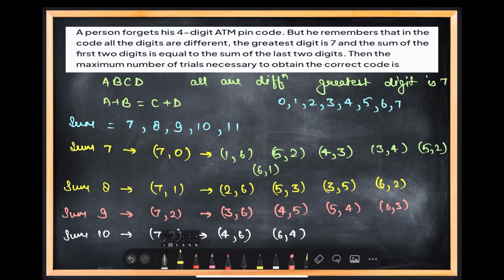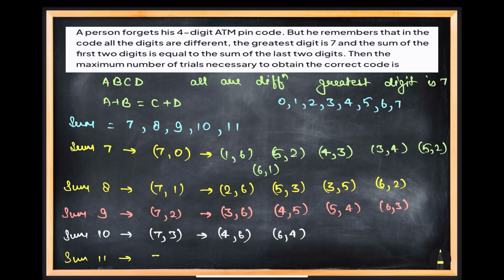Now go with 11. Sum 11. So 7 and 4, and 5 and 6, 6 and 5. 2 more cases. Correct? Okay, so this many cases we got. Now be a little focused. Corresponding to 7, how many choices do we have? 1, 2, 3, 4, 5, 6. Okay, so 6 cases we got.